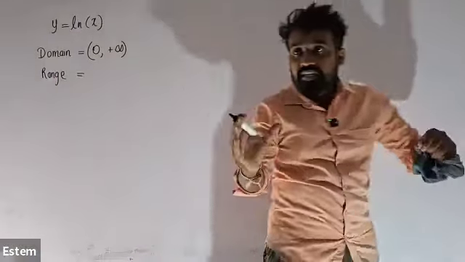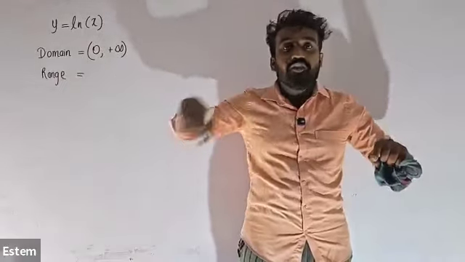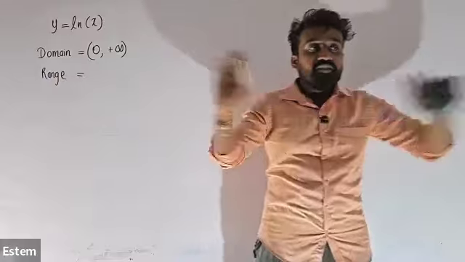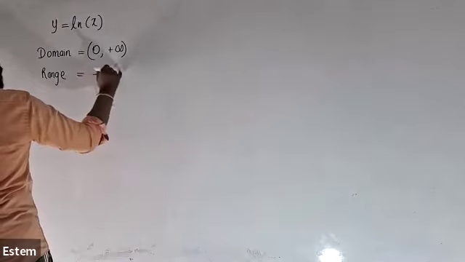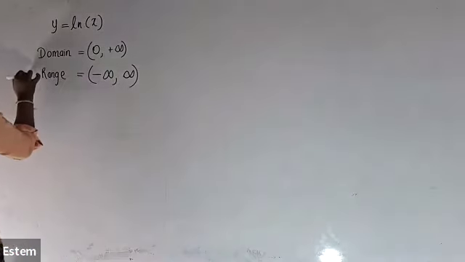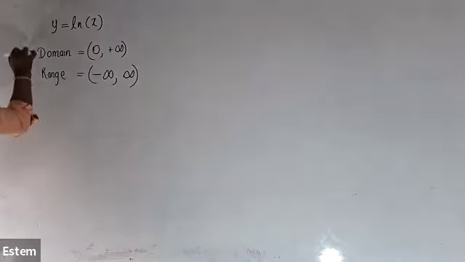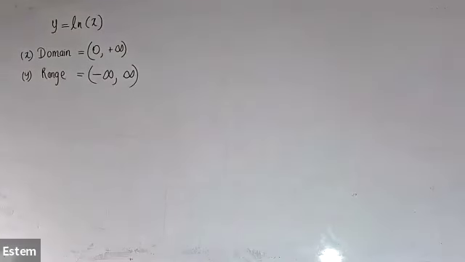This means for the negative values of x, the graph does not exist. Did you understand that? The range, as we saw, is from minus infinity. The range means y. This is x. y goes from minus infinity to positive infinity. Did you get that?